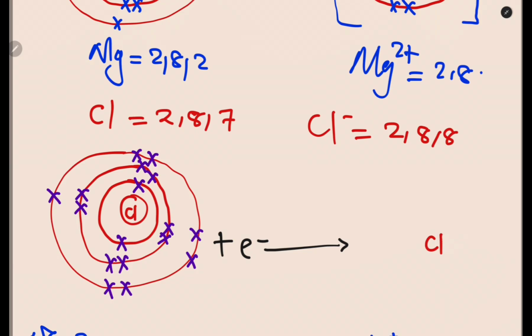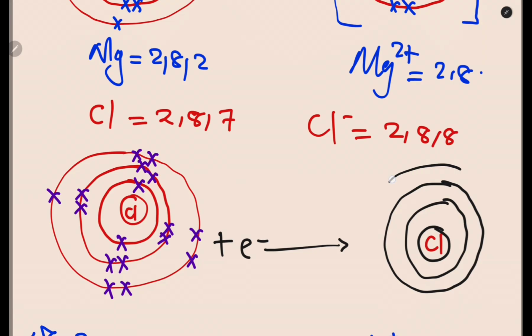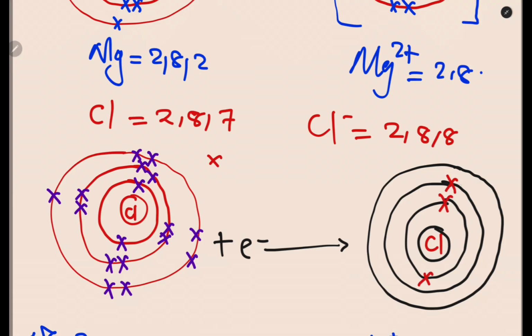chlorine ion. The number of shells is maintained, so you are going to have the same number of shells. This is the nucleus. This is the first shell. This is the second shell. And this is the third shell. And please, if you are using crosses for electrons, don't change to dots here. Be consistent. So in the second shell there are 8. Then also in the third shell we have 8. Okay, this is the chlorine ion.